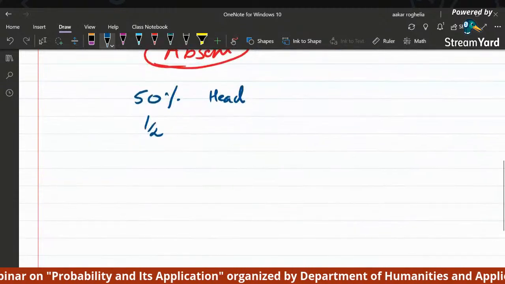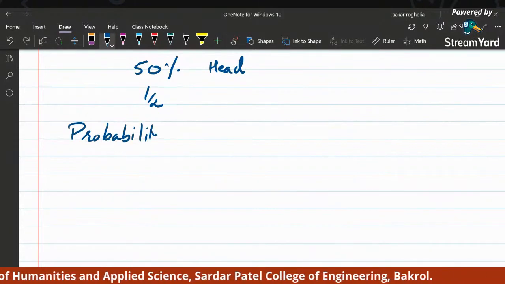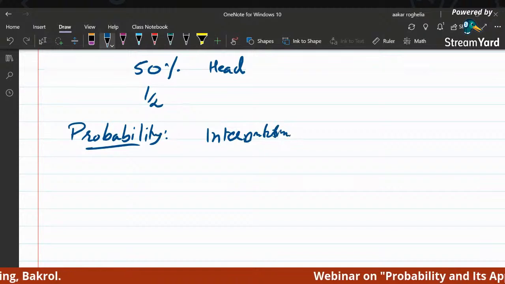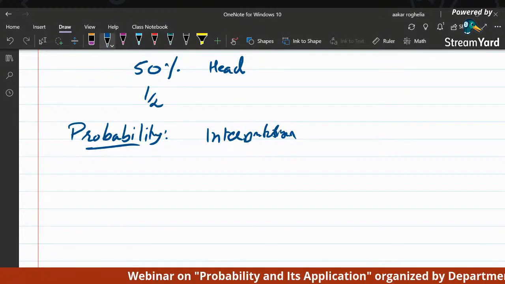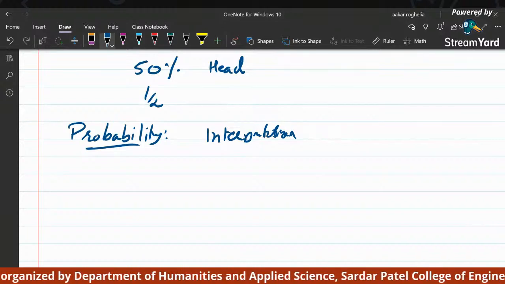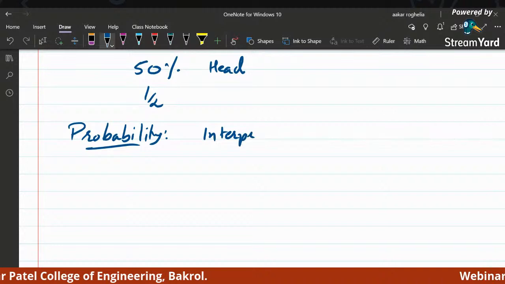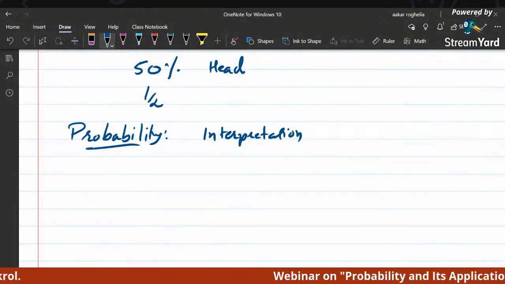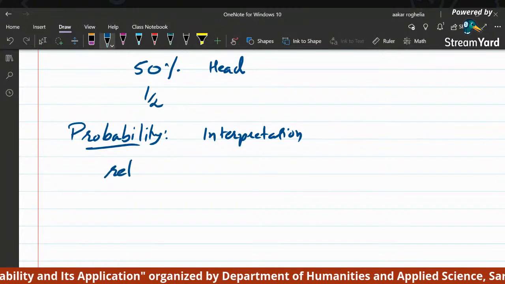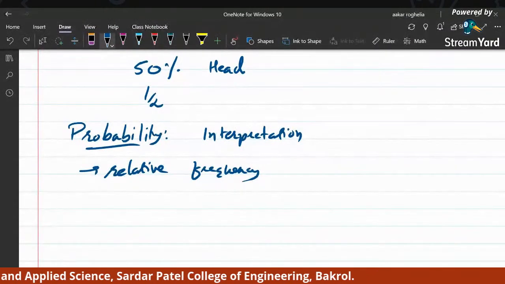Actually, for probability, there are two common interpretations. We will come to the actual definition later on. But when you talk about the interpretation of probability, two types of interpretations are there. One is called relative frequency. When you say relative frequency, what does it mean?